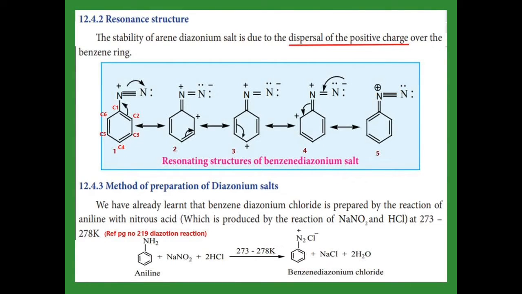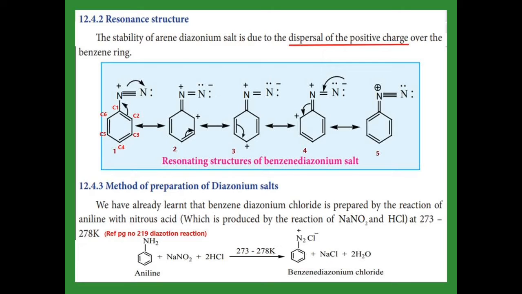Benzene diazonium salt contains more resonance structures by dispersal of the positive charge over the benzene ring. So which one has more resonance structures? It has more stability. So see the resonance structures. First, in the resonance structure, one of the nitrogens is positive, and the other nitrogen contains a lone pair of electrons. The triple bond electrons travel to the nitrogen. So one of the nitrogens is already positive, and the other nitrogen becomes negative.